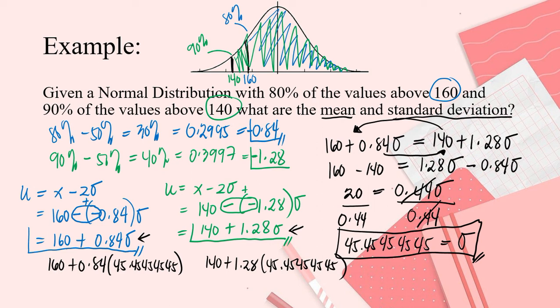Kapag kinompute mo yung dalawang yan, dapat sila ay mag-equal kasi isa lang naman yung mean natin. Tama? So, ano ngayon ang magiging mean? Ang magiging mean po natin ay 198.18. And this will be the final answer for the mean. Dapat mag-equal. So, ang value ng mean mo ngayon, 198.18. Okay, clear ba? Clear?